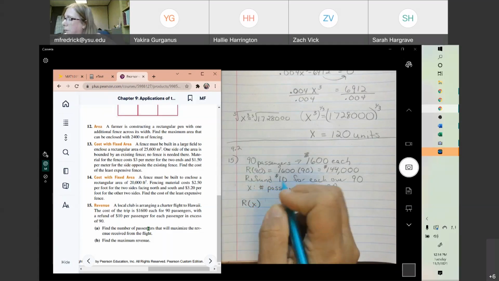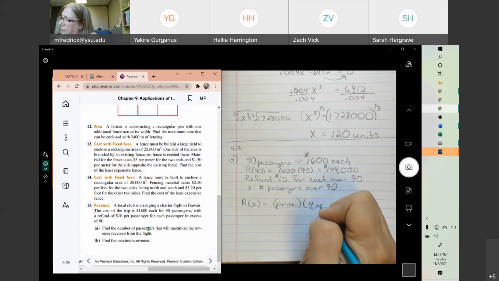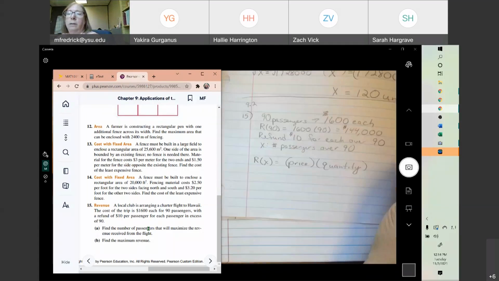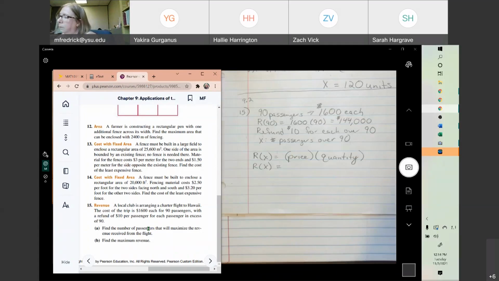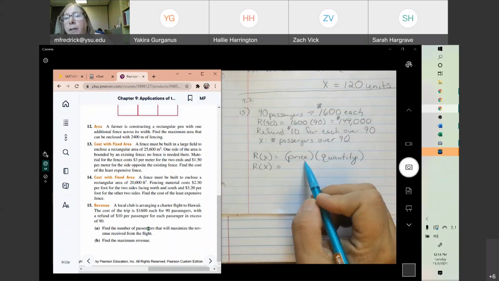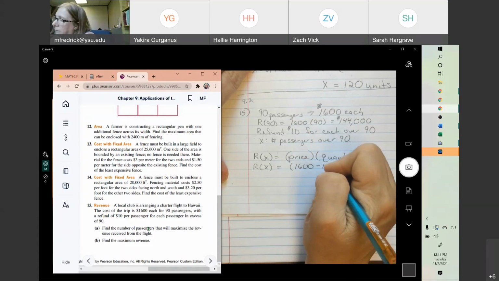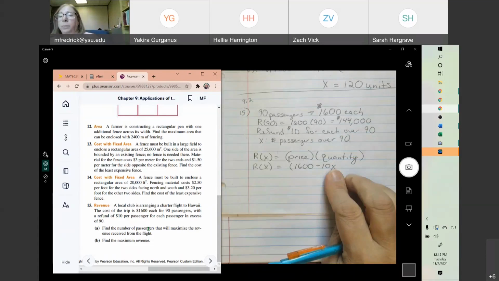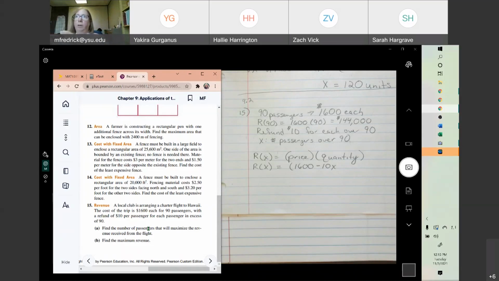Revenue is price times quantity. Now our price, X is the number of passengers over 90. The price is $1,600 minus $10 for each person over 90. So we only have to put X here instead of having the quantity 90 minus X and have to distribute.